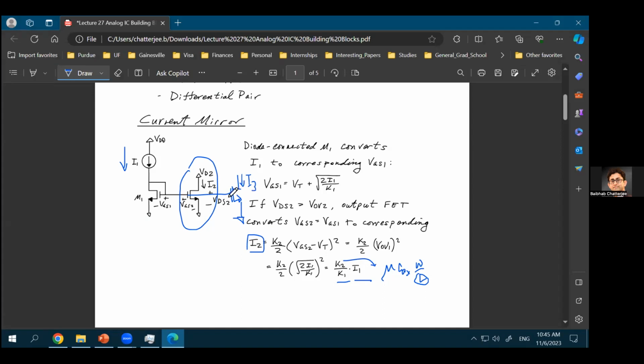And if you keep on mirroring this current on the right hand side with more and more transistors, you can definitely do that. So from one single reference source, you can create multiple mirrored currents using this approach. And how this will be useful is that you can use each of these mirrored currents as a biasing source for your circuits. And once we study differential amplifiers, this will become even clearer why we may need these many mirrored current sources.